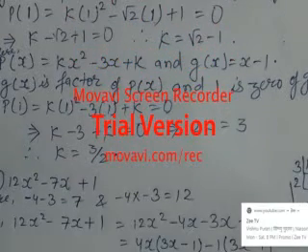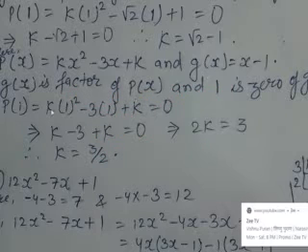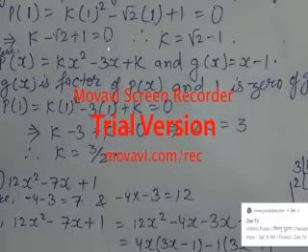So P(x) will be what? P(1) means x is 1, so P(1) is equal to 0. In place of k, it is k only. In place of x, because we had kept 1 in place of x, there will be 1 squared minus 3 into 1 plus k. So this will be equal to 0.